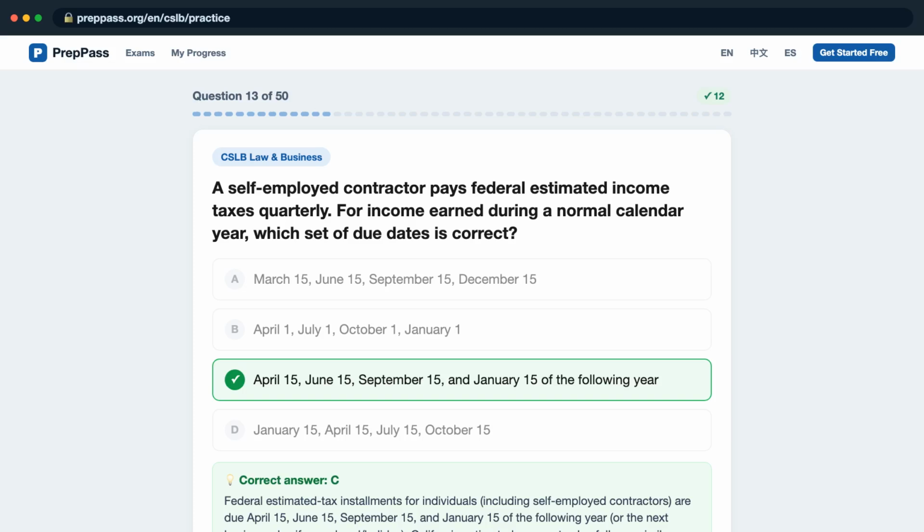Federal estimated tax installments for individuals, including self-employed contractors, are due April 15th, June 15th, September 15th, and January 15th of the following year, or the next business day if a weekend or holiday. California estimated payments also follow a similar schedule but with different installment percentages.